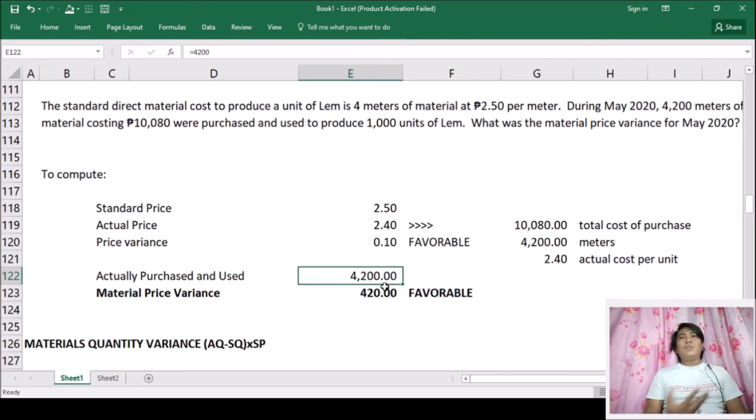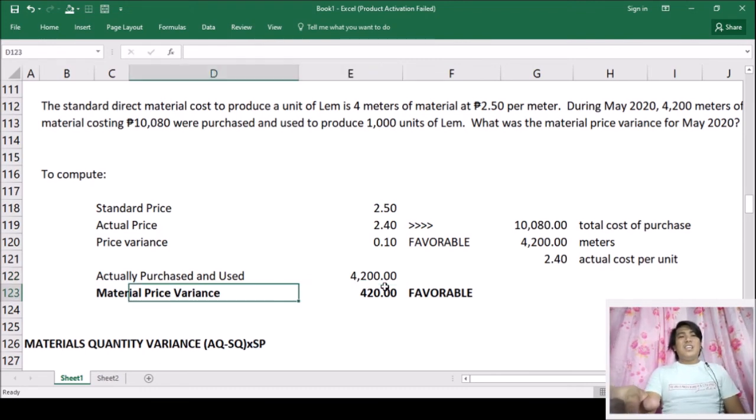The problem is silent as to what price variance basis to use, so we use purchase. Take note of that. There are certain problems you will encounter in the actual board exam where the actual purchase is different from what was actually used. But if the problem is silent as to what material price variance you are going to compute, you need to base that on what was actually purchased. So the price variance of 0.10 multiplied by 4,200 actually purchased and used, since all of it was used, gives a material price variance of 420 favorable.